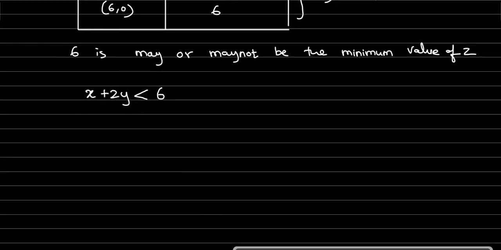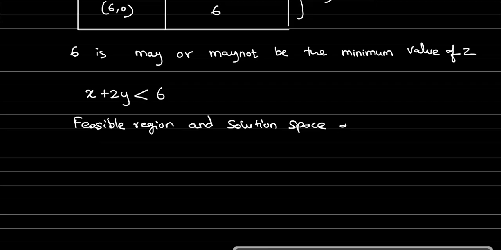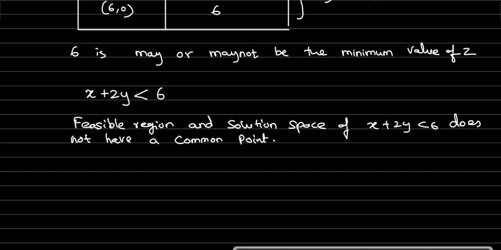The feasible region and the solution space of x plus 2y less than 6 do not have a common point. So 6 is the minimum, 100% we can confirm, the minimum value of z.